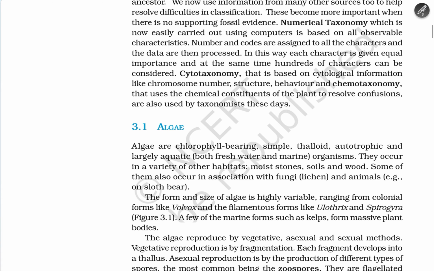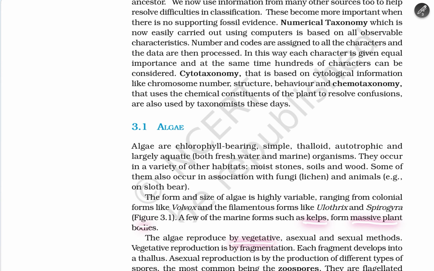Algae are chlorophyll-bearing, simple, thalloid, autotrophic, largely aquatic organisms, both freshwater and marine. They occur in a variety of other habitats: moist stones, soils, and wood. Some of them also occur in association with fungi as lichens, and with animals such as the sloth bear. Forms and sizes of algae are highly variable, ranging from colonial forms like Volvox and filamentous forms like Ulothrix and Spirogyra. A few of the marine forms, such as kelps, have massive plant bodies.